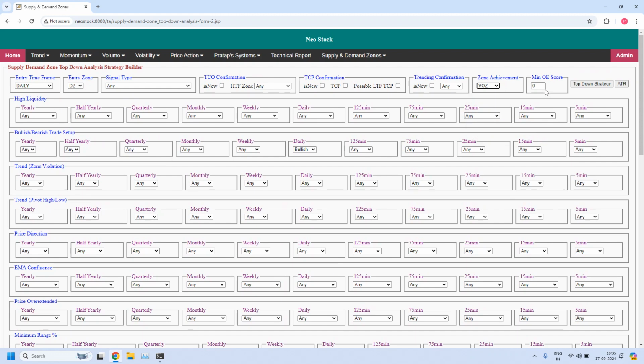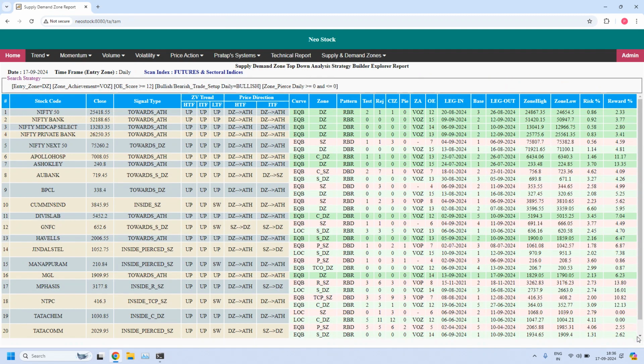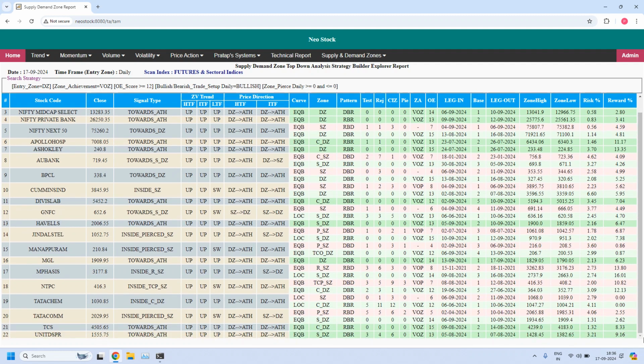And zone achievement violated opposing zone. Minimum odd enhancer score 12. And all the 3 filters are applied to daily demand zone. Now let's verify. So this is the filtered list. It seems 21 stocks are filtered. So let me scroll the list down. So total 22 stocks. So 22 stocks are currently supporting bullish trade setup for monthly income trade.